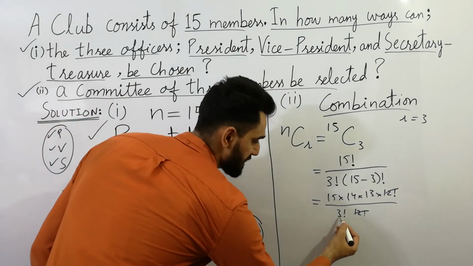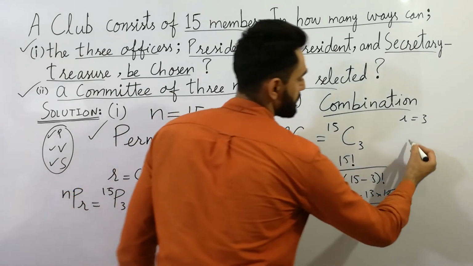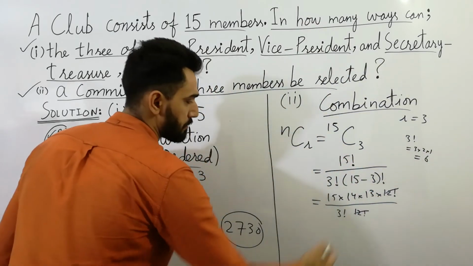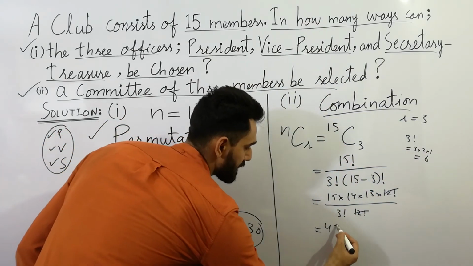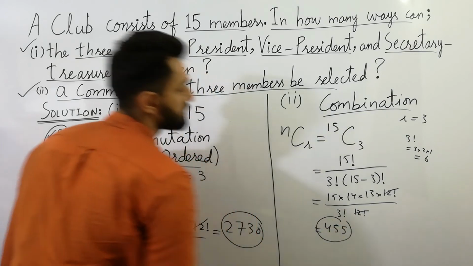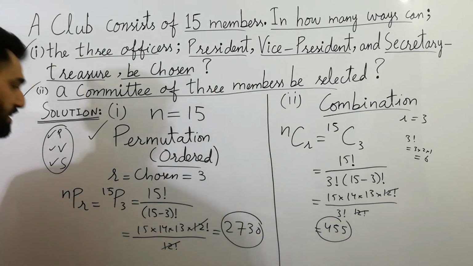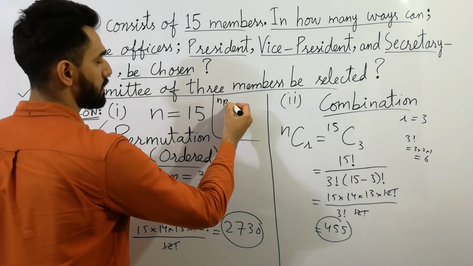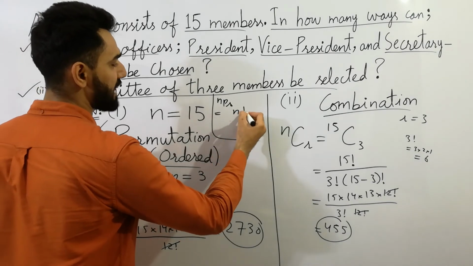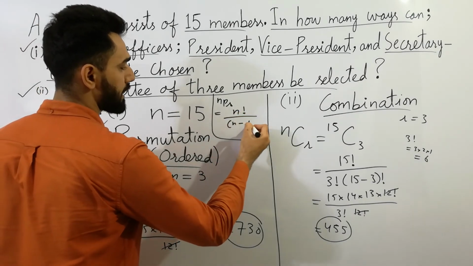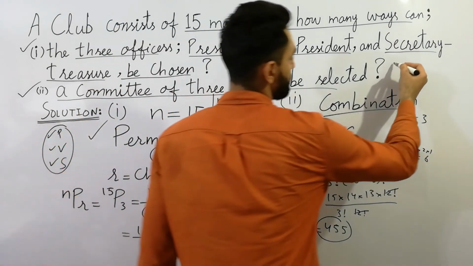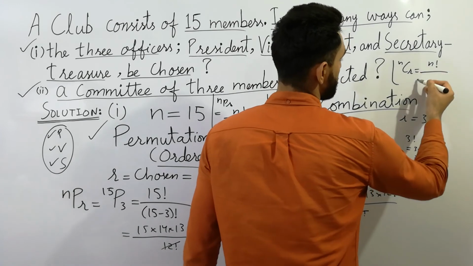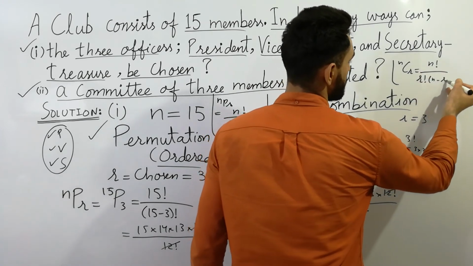We're going to put 3 factorial, which you know is 3 multiplied by 2 multiplied by 1, we will get 6. By solving that, we will get 455. So 455 is the right answer of this combination question. I hope that is a clear point. And you must remember that the formula of nPr is always equal to n factorial divided by (n minus r) factorial. And the combination formula is very simple: nCr is equal to n factorial divided by r factorial times (n minus r) factorial.